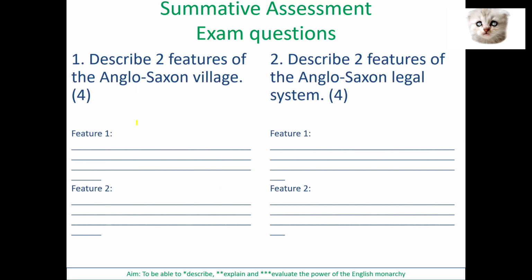Okay, so we've got a very, very brief couple of practice questions here for you to have a go at. Each one's worth 4 marks. Mark a minute, so you're looking at 8 to 10 minutes tops. For 2 features, remember: describe the feature, explain it. Describe, explain, describe, explain. Take yourself 10 minutes to have a go at 2 features of the Anglo-Saxon village and 2 features of the legal system. Pause here, come back when you're ready.